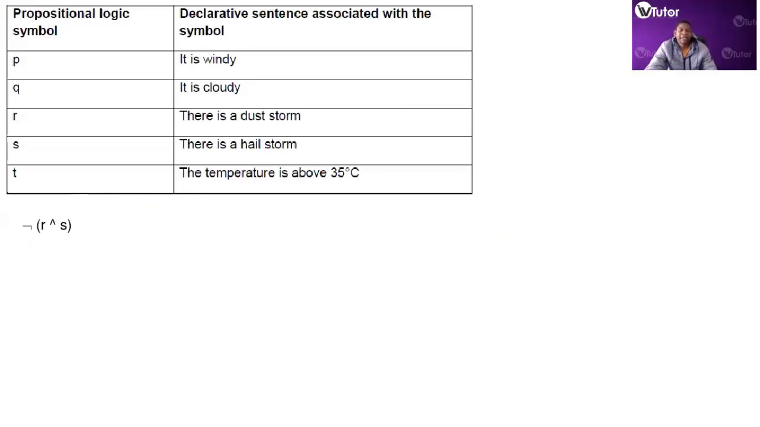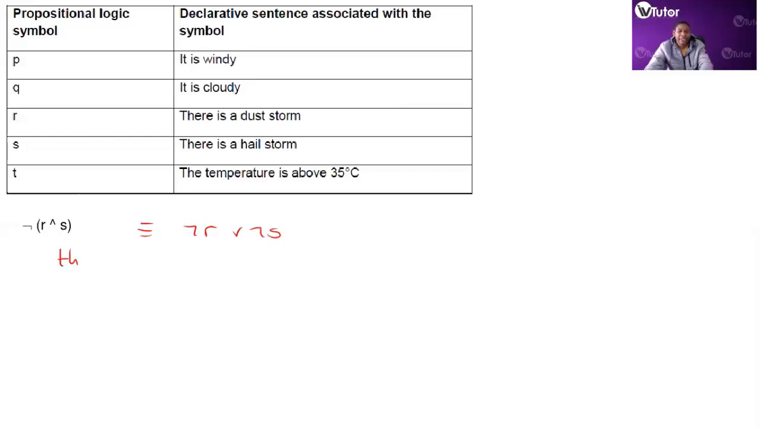So now we are being asked to convert these two to English. The negation of R and S. What is R and S? R is there's a dust storm and S is there's a hailstorm. So the negation of that is: not both dust storm and hailstorm. This is equivalent to saying not R or not S.